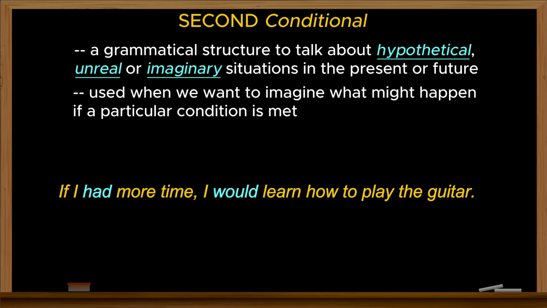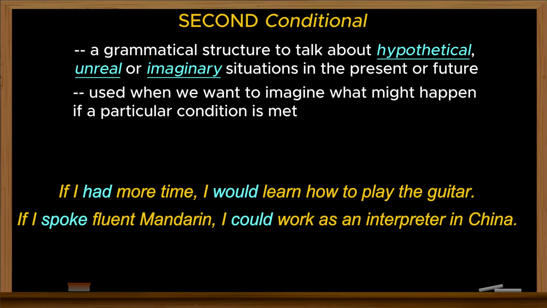Let's take one more example. If I spoke fluent Mandarin, I could work as an interpreter in China. As you can see, we use the modal verb could instead of would to express the possible scenario or result of my imaginary condition. In this example, the condition is speaking fluent Mandarin, which is currently not the case. That's why this is a hypothetical situation.